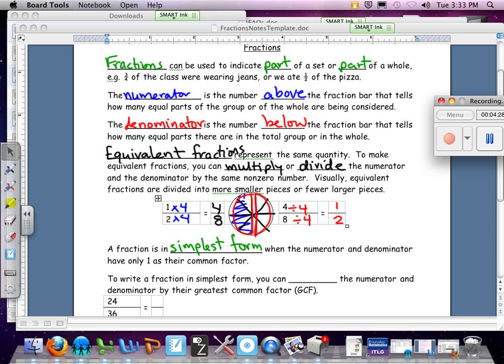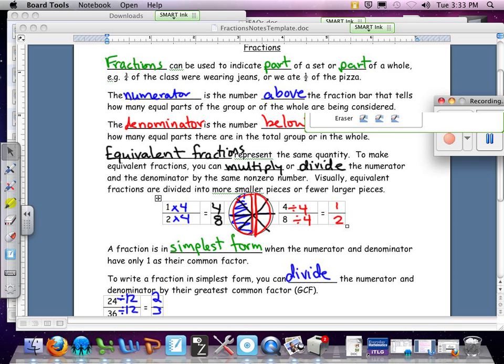To write a fraction in simplest form, you can divide the numerator and denominator by their greatest common factor. Hence why we just reviewed greatest common factor. So 24 and 36 have a greatest common factor of 12. So if I divide 12 out of the numerator, I get 2, and I divide 12 out of the denominator, I get 3. So 24/36 as a simplified fraction is equivalent to 2/3.